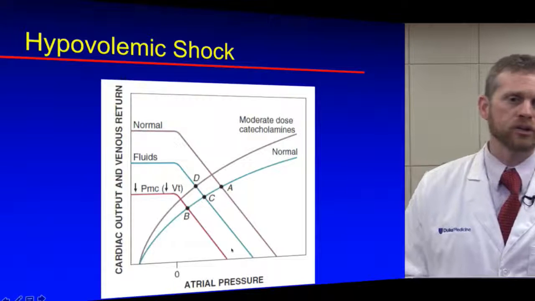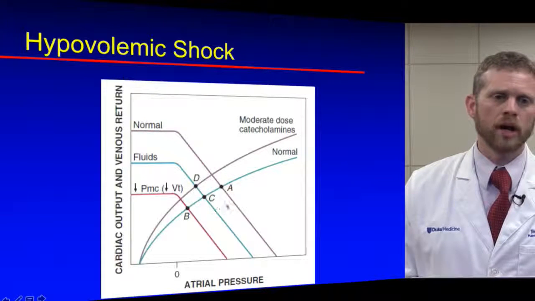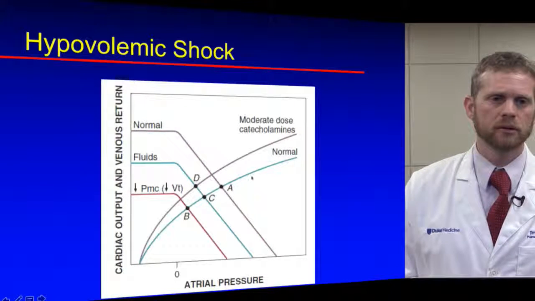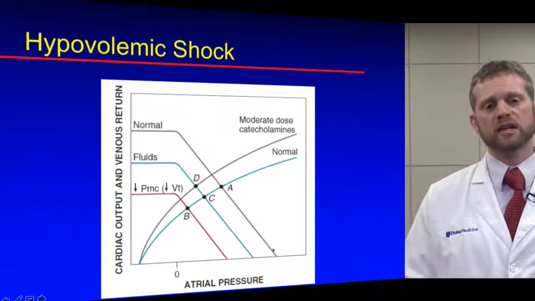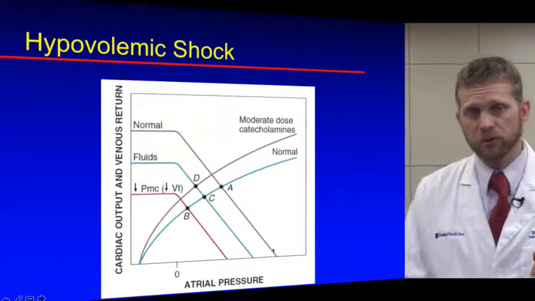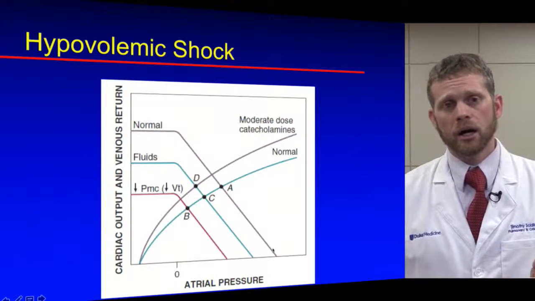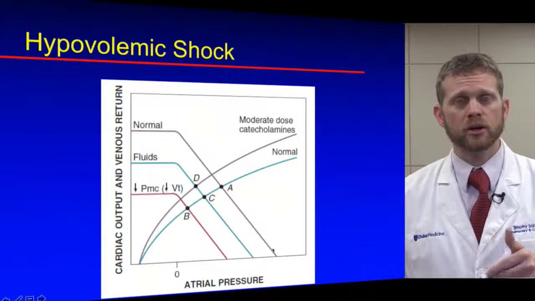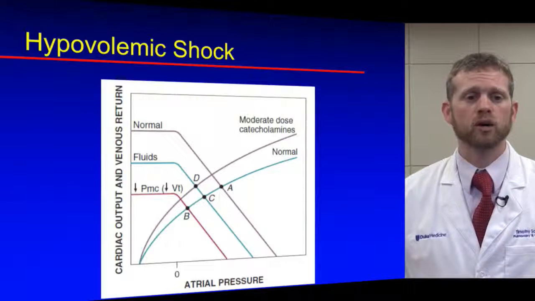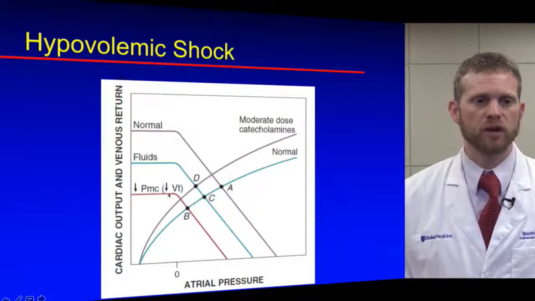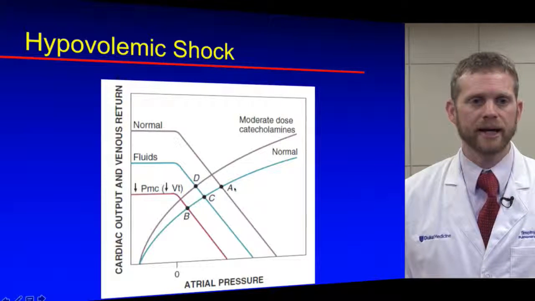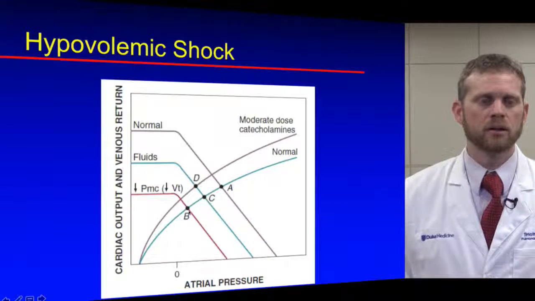What about hypovolemic shock? Let's look at the normal cardiac function curve here and the normal venous return curve. The first thing that's going to happen in someone with hypovolemic shock is that they're going to have blood loss. They're going to have a drop in their mean circulatory pressure. So the curve is going to shift from here to here. You have your drop in your mean circulatory pressure.